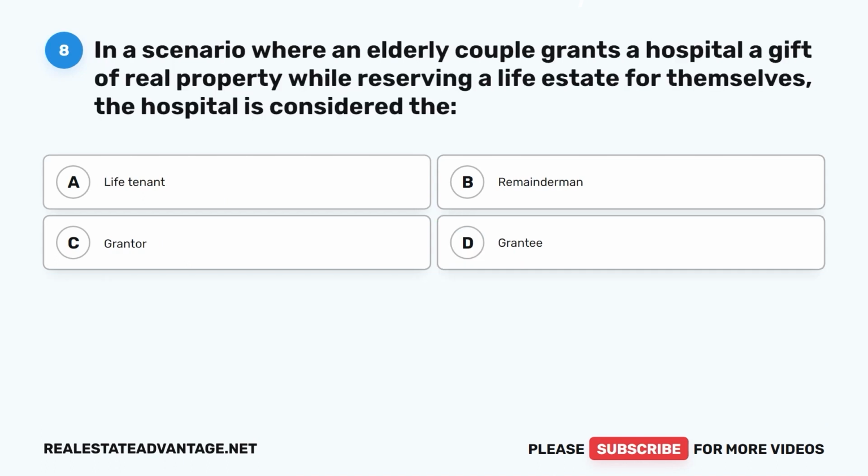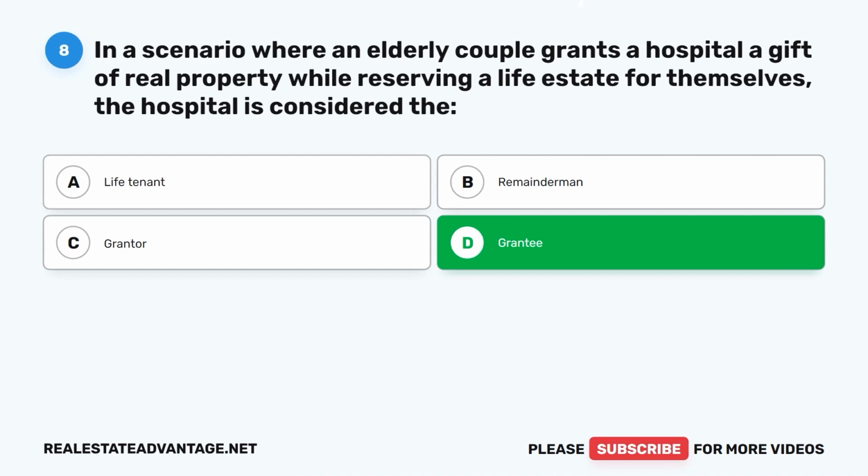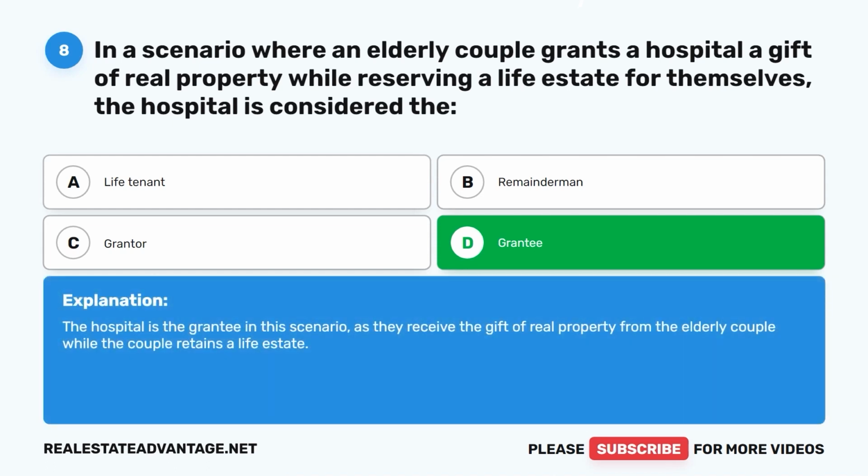Question 8. In a scenario where an elderly couple grants a hospital a gift of real property while reserving a life estate for themselves, the hospital is considered the A. Life tenant, B. Remainderman, C. Grantor, D. Grantee. The correct answer is D. Grantee. The hospital is the grantee in this scenario, as they receive the gift of real property from the elderly couple, while the couple retains a life estate.